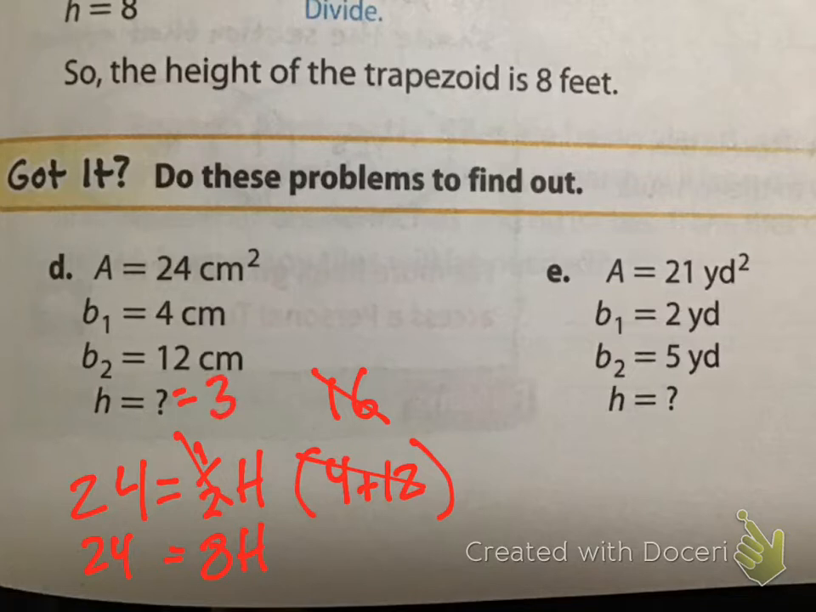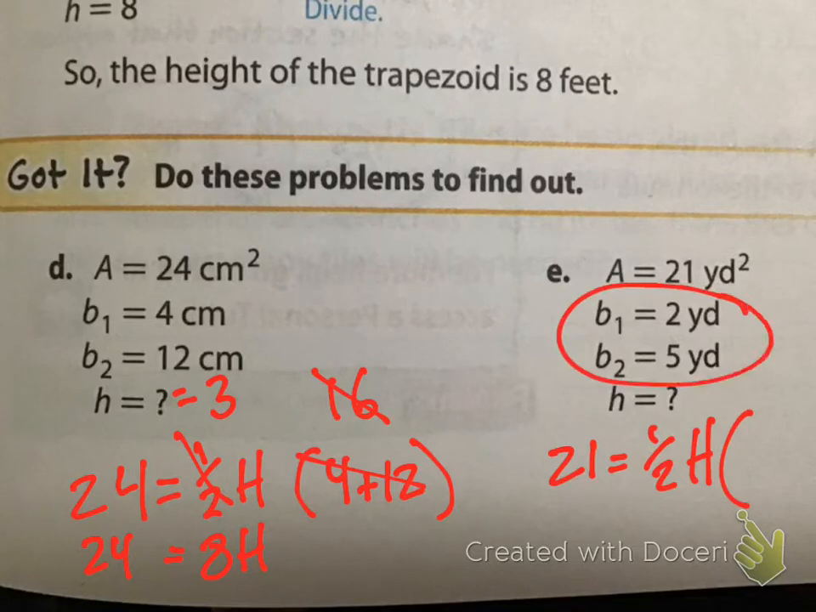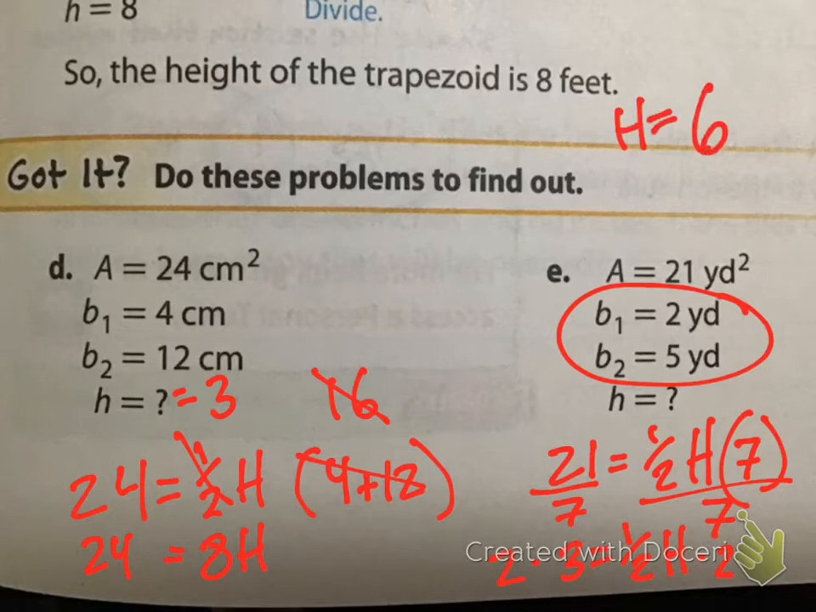3. I divide each side by 8. I get 3. On this side, I have 21 is equal to, we don't know our h, 1/2 h. And our base 1 is 2. Our base 2 is 5. What is 2 plus 5? Nathan? 7. Now, I want to get rid of it. 1/2 times 7 is a little inconvenient. So in this case, I'm actually going to divide by 7 first. Because watch. Divide by 7, divide by 7. I get 3 is 1/2 h. I want to multiply by 2 because I'm dividing. I'm going to multiply each side by 2. I get h equals 6.